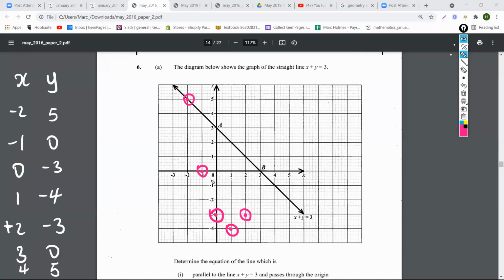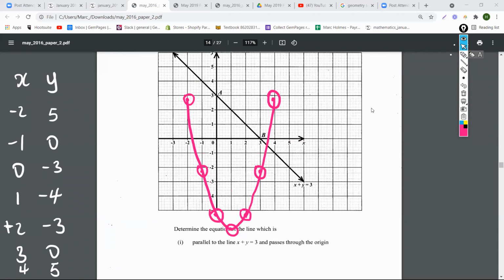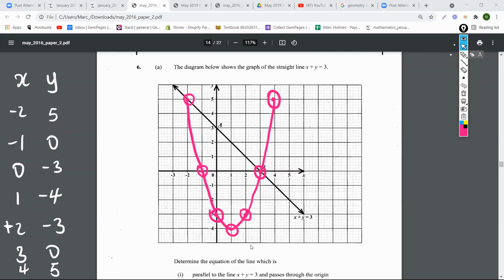When x is 3, y is equal to 0. So that's right here. And then when x is 4, y is equal to 5. So this is right here. So this is the graph, guys. And if we were to draw it as a curve, we're going to end up with this. Yeah, so that's what we should end up with, guys, when we plot it. So they asked us to plot it, and this is how it should look on the graph.